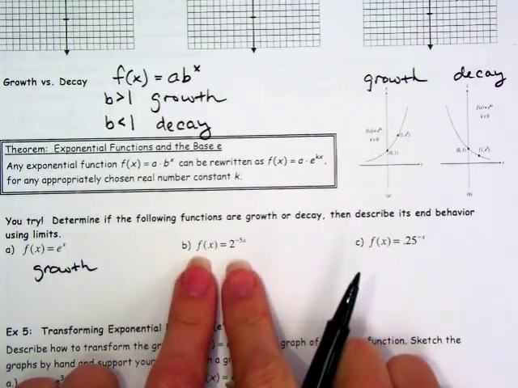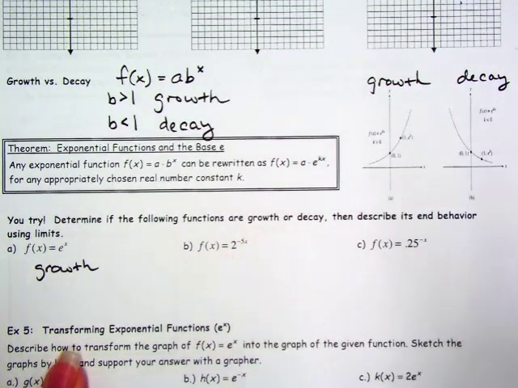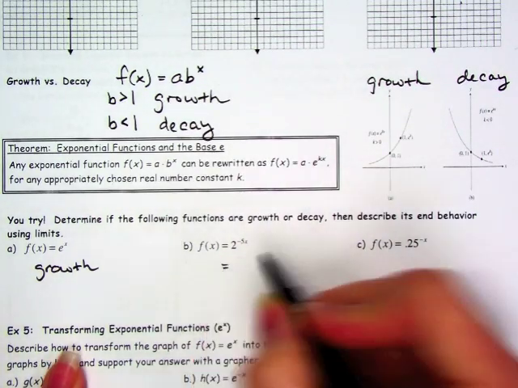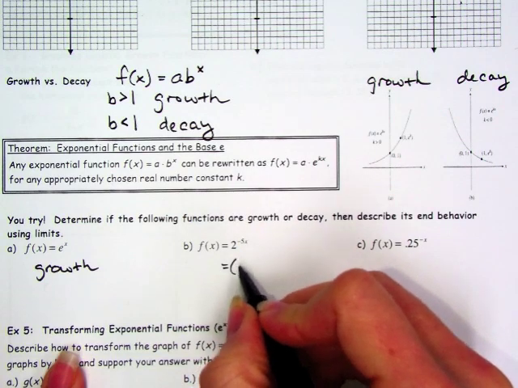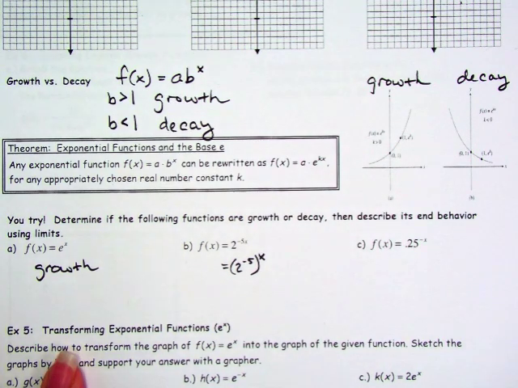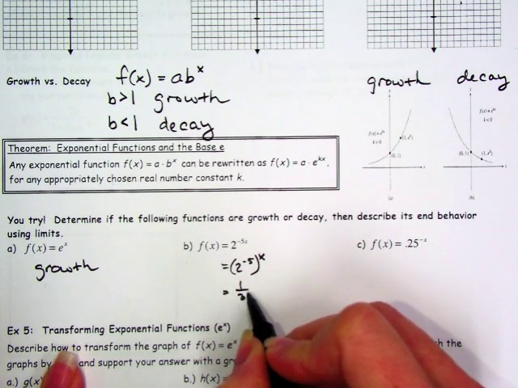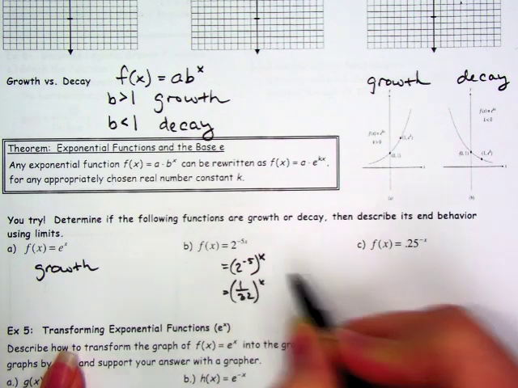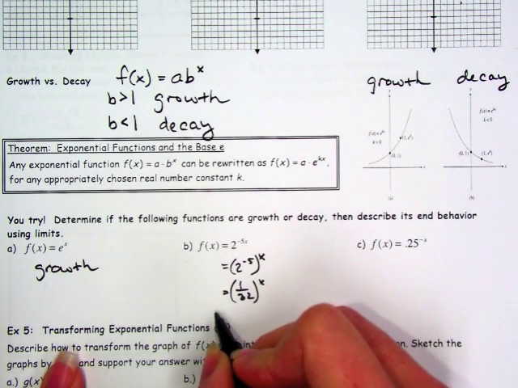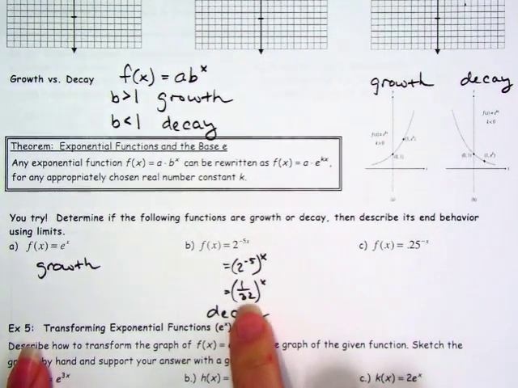Here, we have f of x is 2 to the negative 5x. Recall, for determining the base, it needs to be just the plain old x. So it's really 2 to the negative 5th to the x. Okay, 2 to the negative 5th, that's a small value. That's 1 over 32 to the x. So we have a decay, because our base is less than 1.